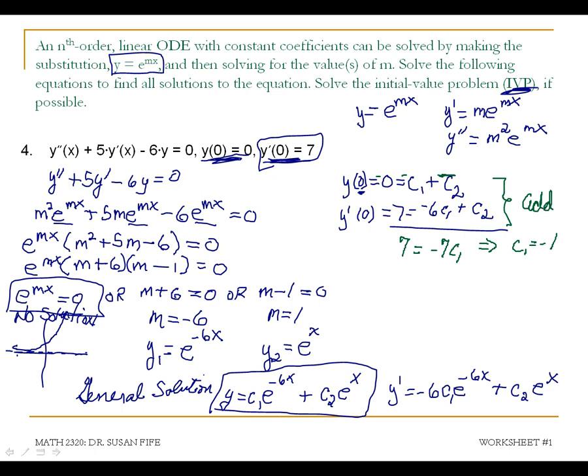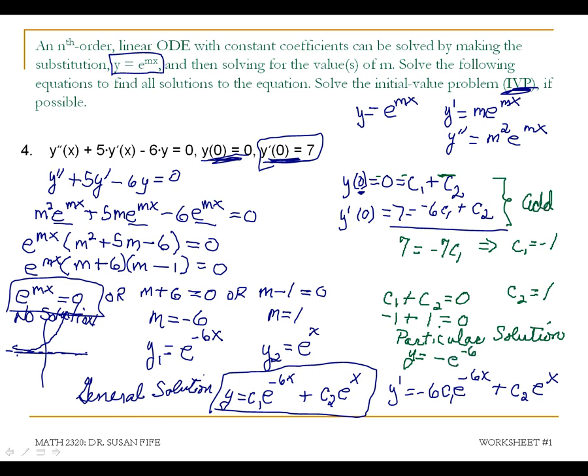And then from that first equation, I have that C1 plus C2 is equal to 0. If C1 is negative 1, then C2 has to be 1 in order to get 0. C2 is equal to 1. And so my particular solution, which corresponds to the initial values that I'm given, is going to be y is equal to C1, negative 1, negative e to the negative 6x plus C2, 1, e to the x, and that's the solution that you should get.